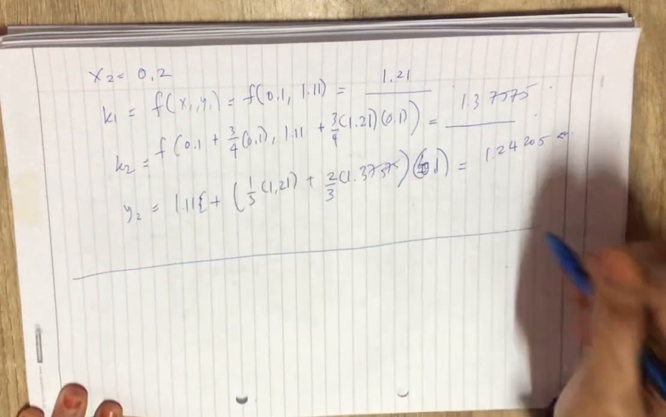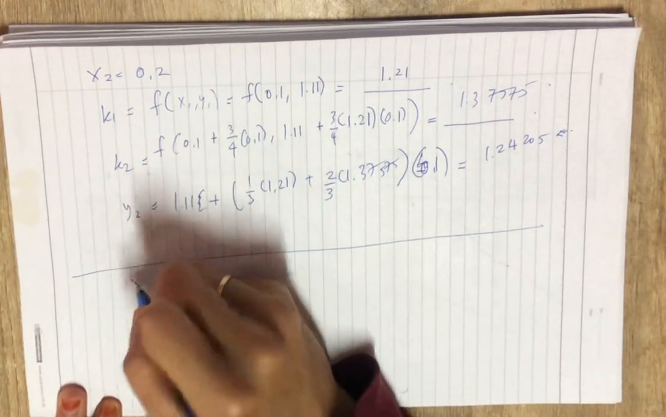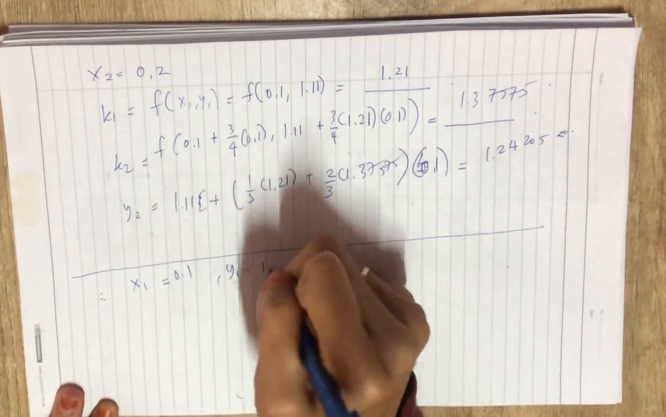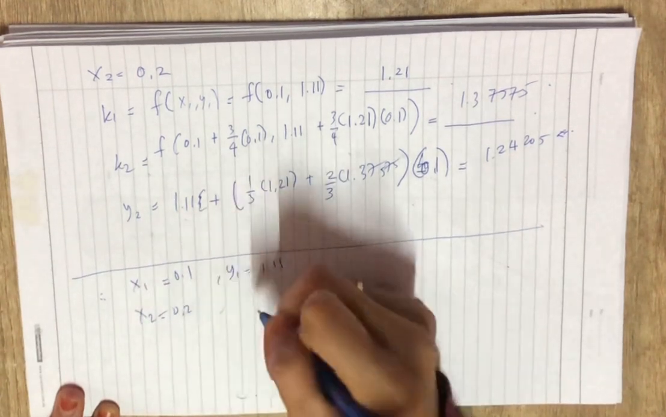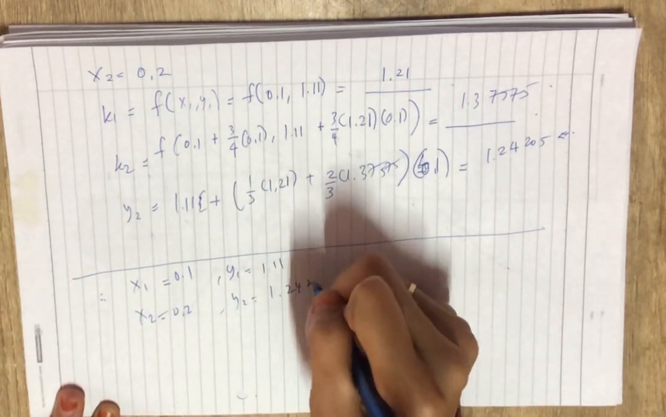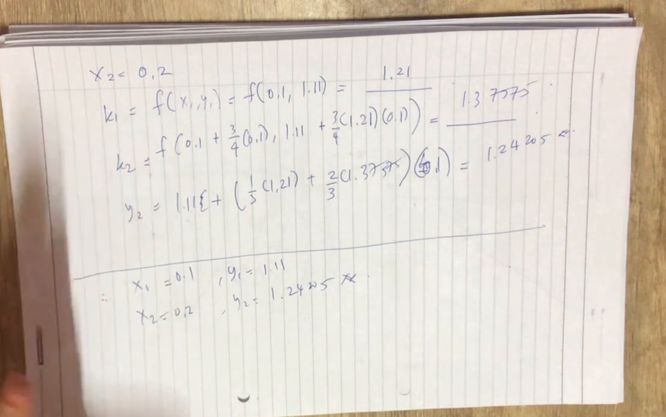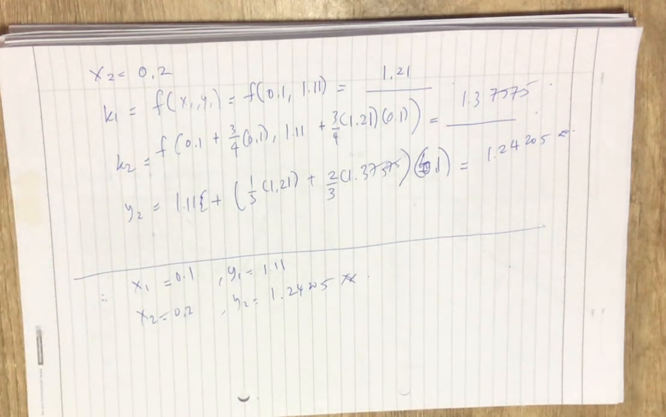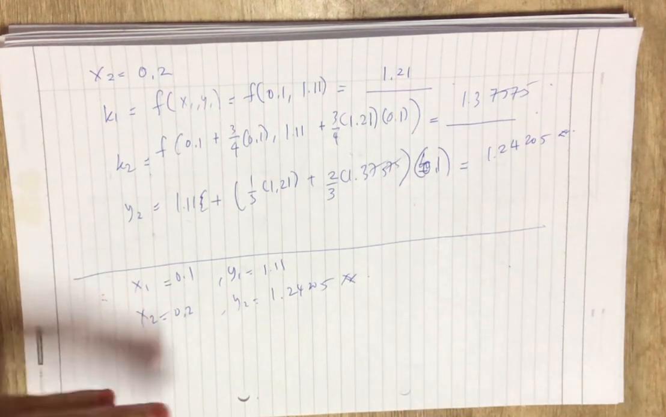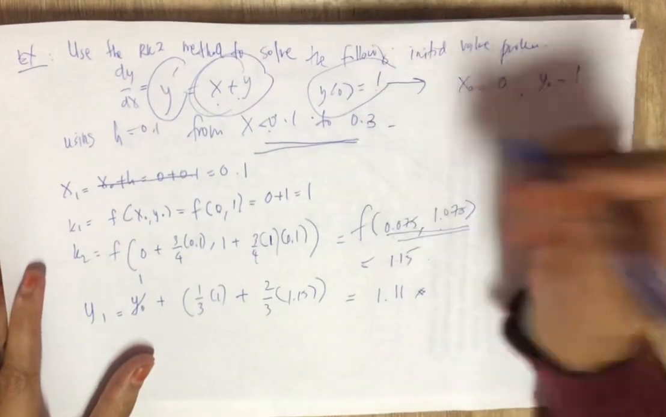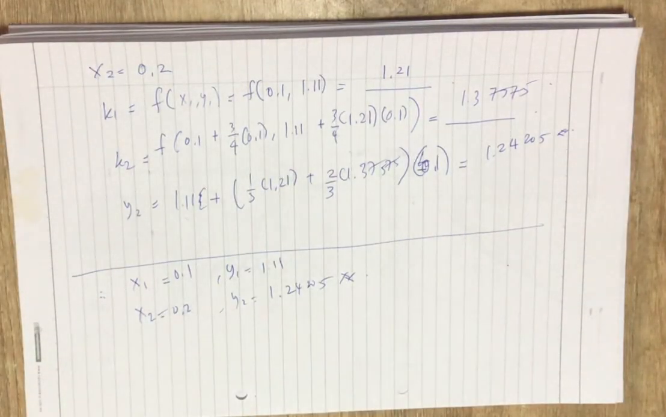If you are extra, you put it here. Therefore, your x1 is 0.1 and y1 is 1.11, and your x2 is 0.2, your y2 is 1.24205. So you can see that x1, x2, you have already done all the values of x that we want. We only want 0.1 and 0.2, so there are just 2. Let's say the original question was extended to 0.3. Then you need to do one more iteration.